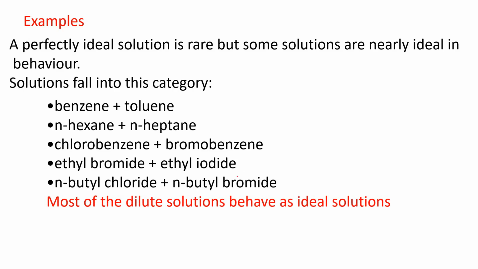Now coming to some examples of ideal solutions. Perfectly ideal solutions exist, but some solutions are nearly ideal in their behavior. The solutions falling into this category are benzene and toluene, which, as I told you, have the same nature, the same polarity, and almost the same size. Others are n-hexane and n-heptane, chlorobenzene and bromobenzene, ethyl bromide and ethyl iodide, n-butyl chloride and n-butyl bromide, and most dilute solutions behave as ideal solutions.